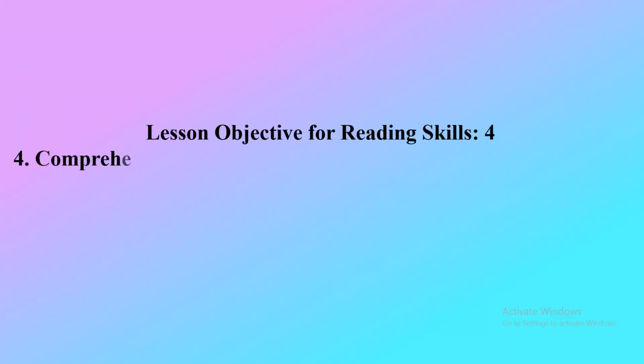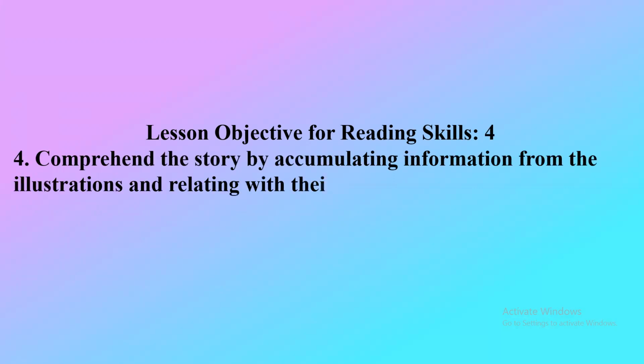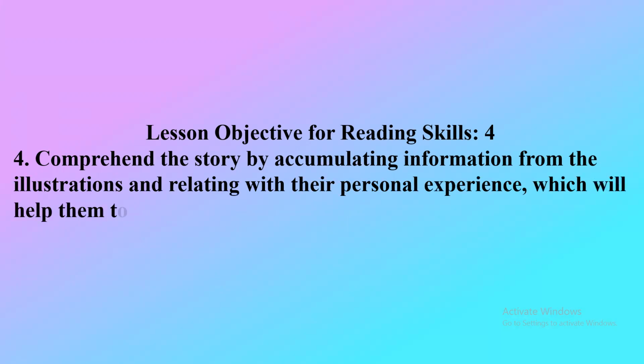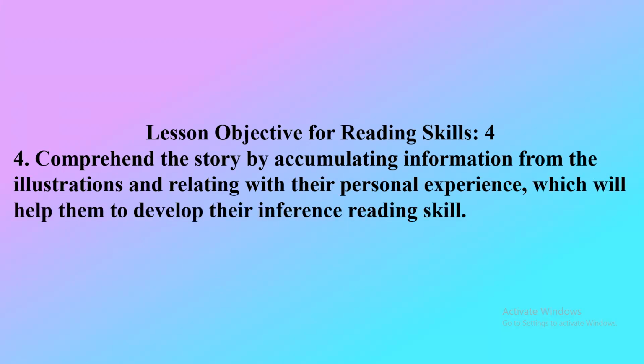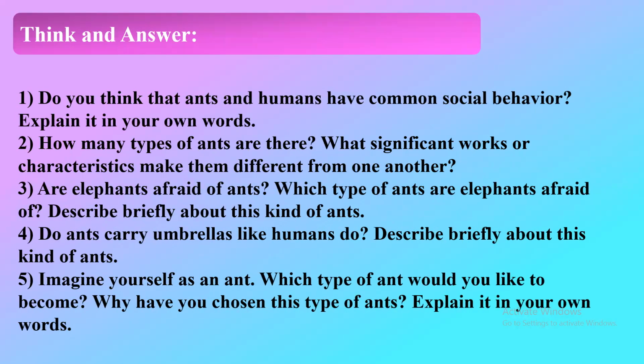Lesson objective for reading skills 4. Number 4, students will be able to comprehend the story by accumulating information from the illustrations and relating it with their personal experience, which will help them to develop their inference reading skill. Task. Think and answer. This section allows the students to reread the text because there is no direct answer given in the text for the questions. Therefore, they will prepare their answers using their own understanding ability.